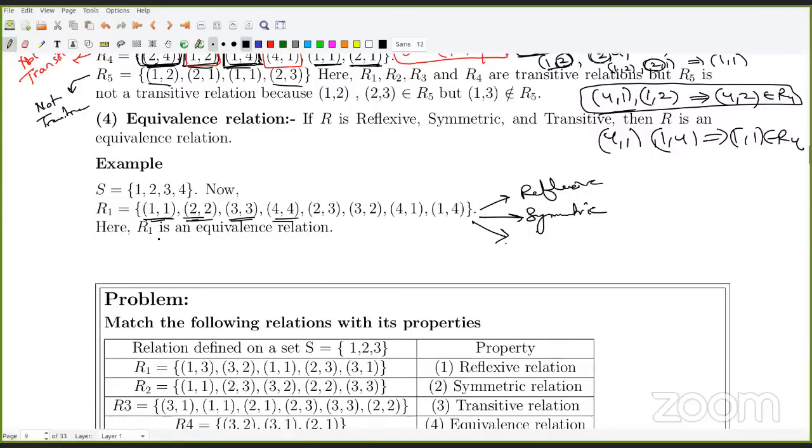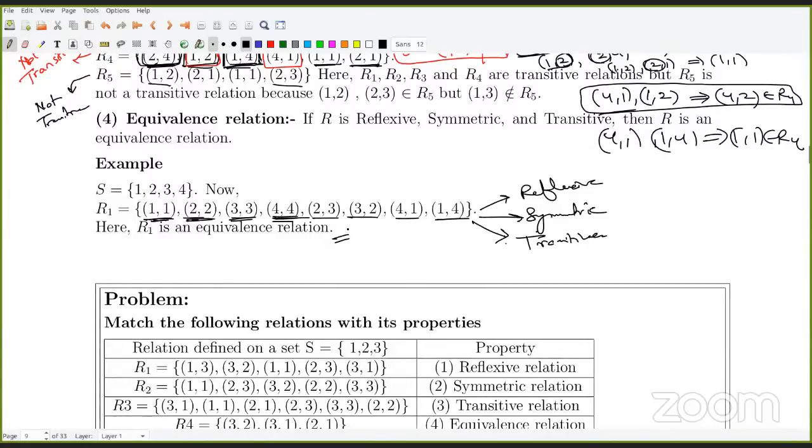Now for transitive, you see there is 1, 1, 1, 4. I need to have 1, 4. I have 1, 4. Like this, if you check any, this is a transitive check. This is going to be transitive for each and every element. So you pick one element, you get the other pair, you check for the third element. You will get for every element that it is transitive. For every element, if it is transitive, overall the relation will be transitive. So this is reflexive, symmetric, transitive. So this particular R1 is an equivalence relation.